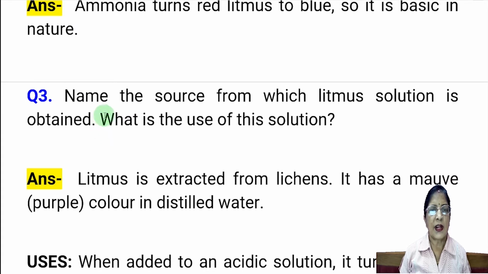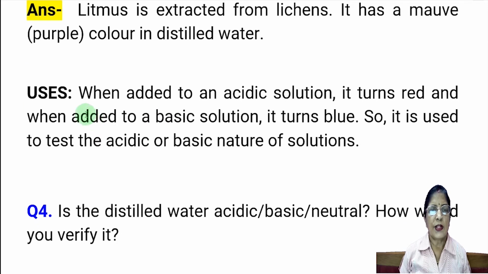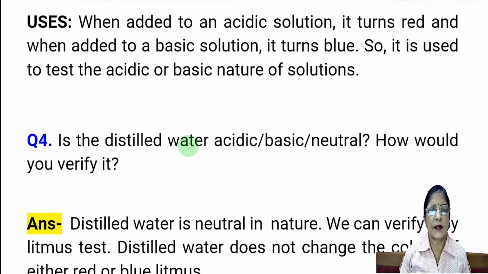Now question number 3. Name the source from which litmus solution is obtained. What is the use of this solution? Answer. Litmus is extracted from lichens. It has a mauve or purple color in distilled water. Now uses of this. When added to an acid solution, it turns red, and when added to a basic solution, it turns blue. So it is used to test the acidic or basic nature of a solution.